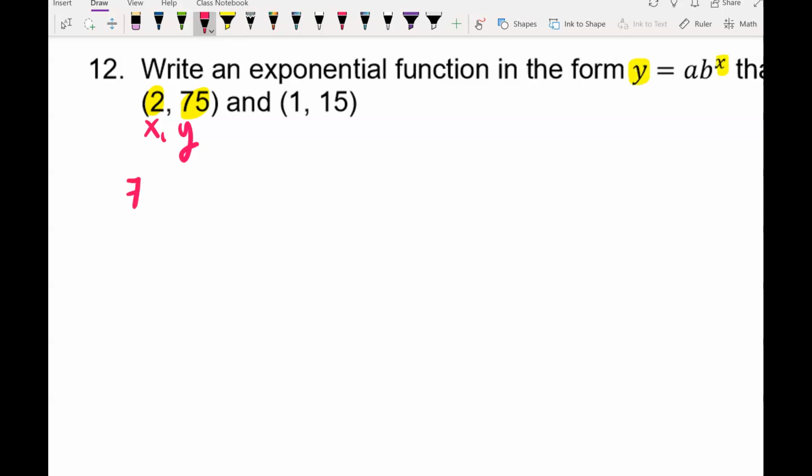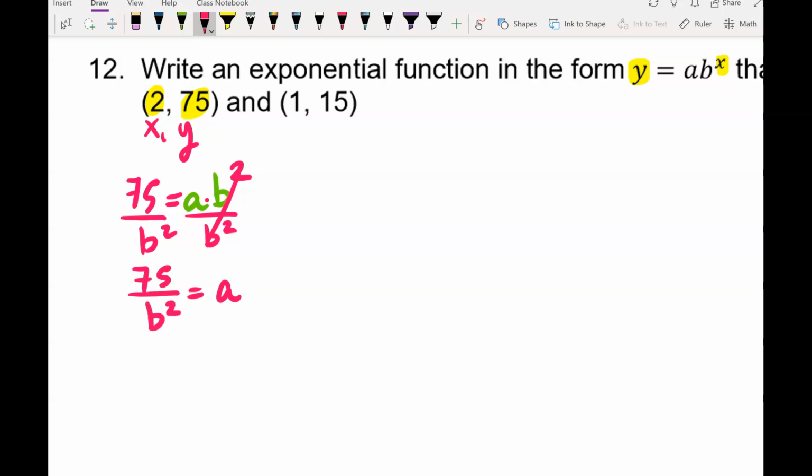So I have 75 is equal to a times b raised to the second power. And then we always solve for a. So a has been multiplied by b squared. To undo that, I'm going to divide by b squared. And that gives me a is equal to 75 over b squared. And I like to bubble this because I know I'm going to come back to it later.